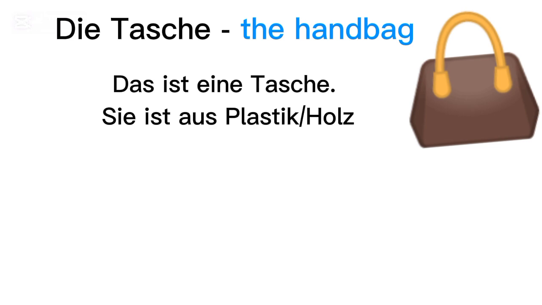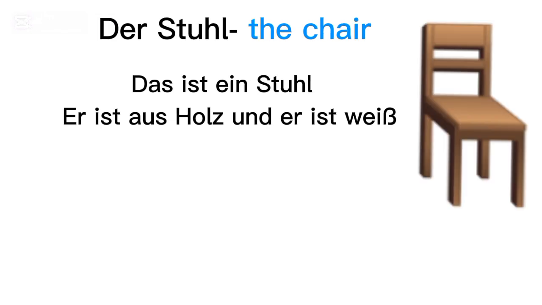Okay, we can also say, das ist ein Stuhl. Das ist ein Stuhl. Remember, Stuhl is a masculine noun, so we'll say, ist aus Holz. Ist aus Holz. It is from Holz material. Und weiß, and it is white in color. Okay.